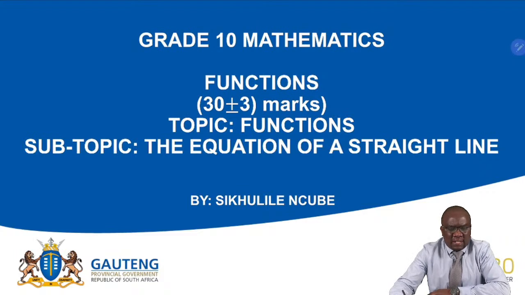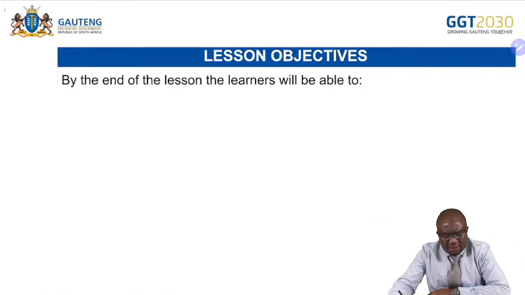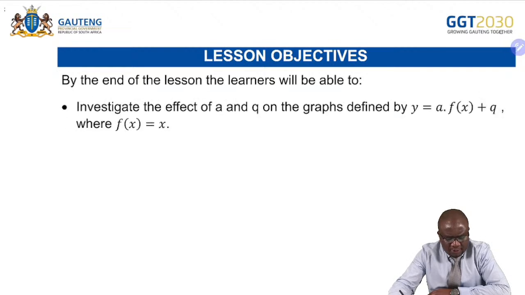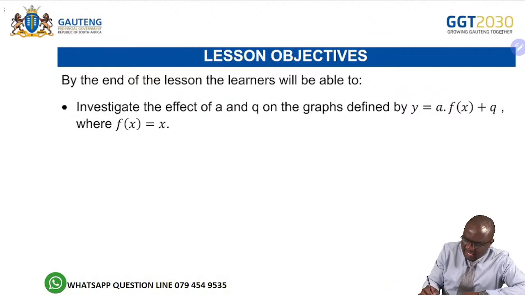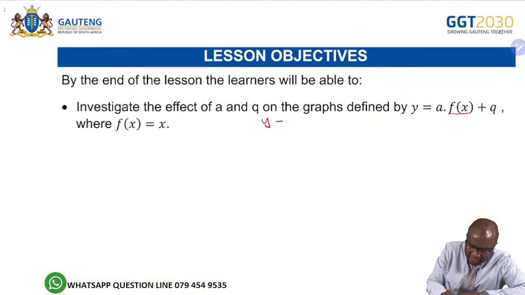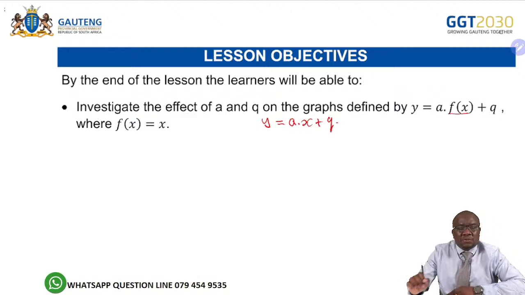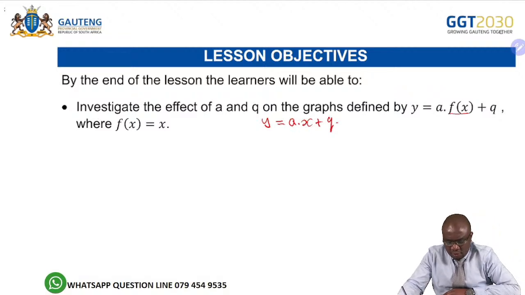Let's just start our lesson. Right, by the end of the lesson, learners, you'll be able to investigate the effect of a and q on the graphs defined by y equals a times f of x plus q, where f of x equals x. So basically we can replace this f of x with x and say this is the graph of y equals ax plus q. That's what we're going to be looking at today. This is the function y equals ax plus q.